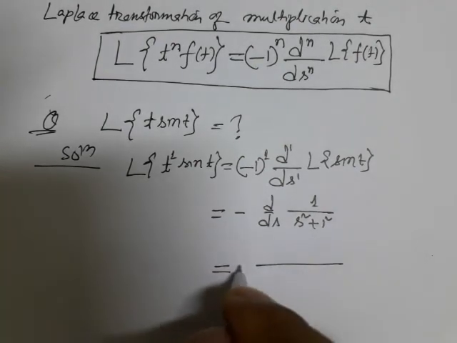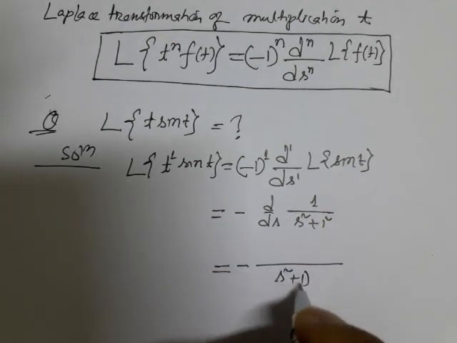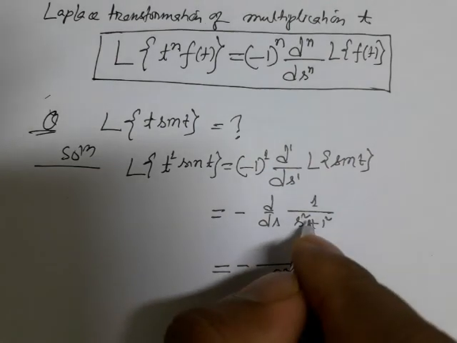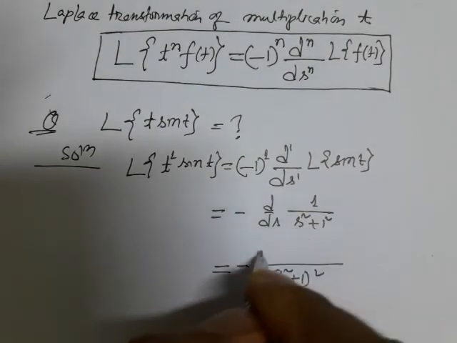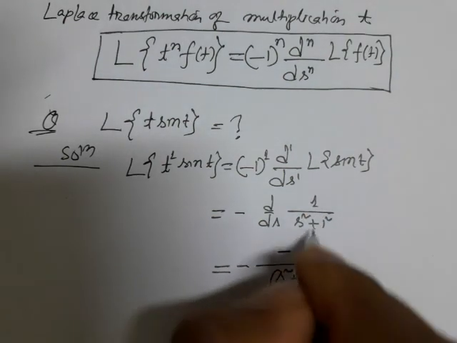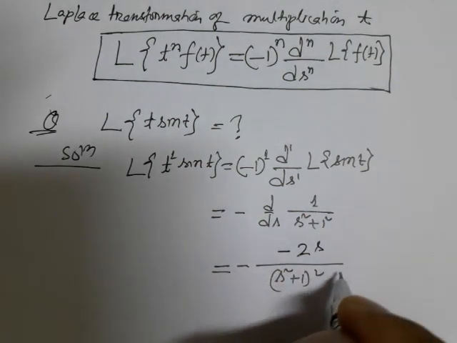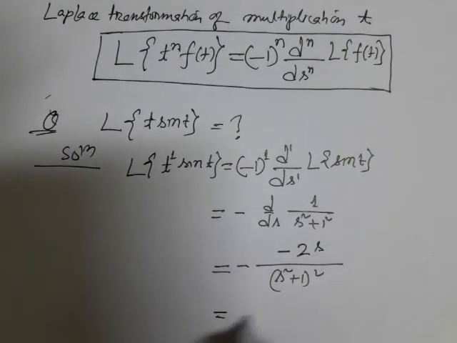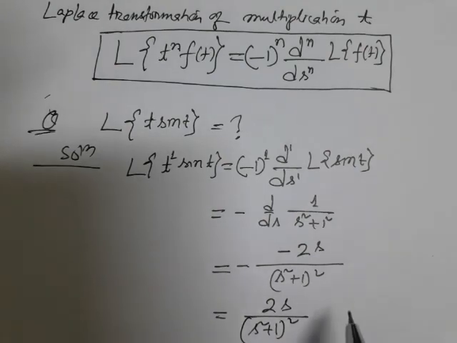So here this is minus s square plus 1 whole square, and then s square plus 1 square into 0 minus twice s. Okay, so finally what is your answer? The answer is twice s by s square plus 1 whole square. So till now we have learned two formula.